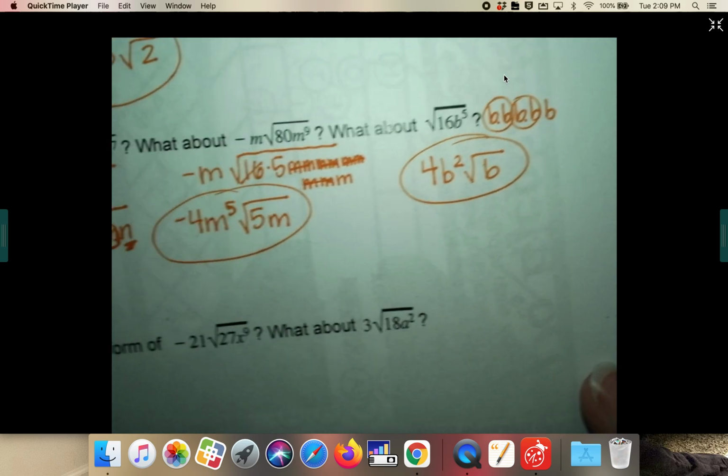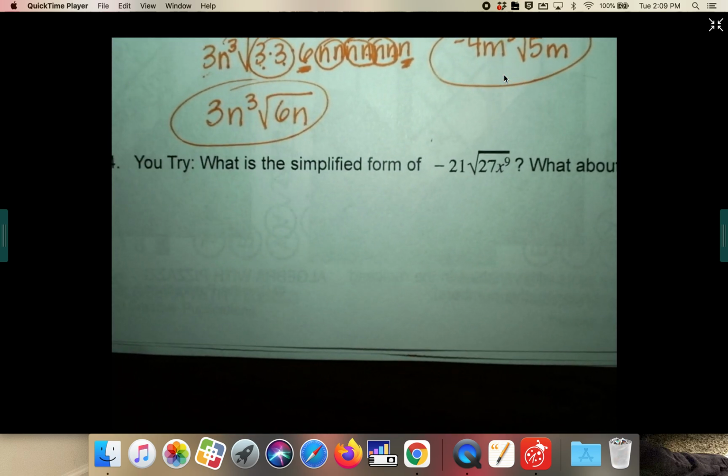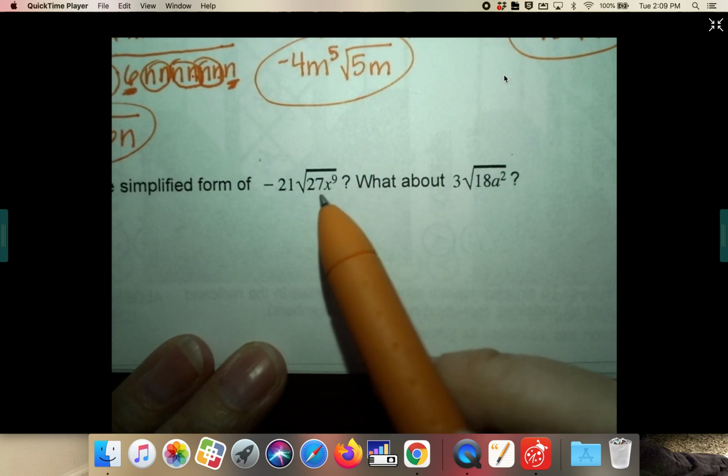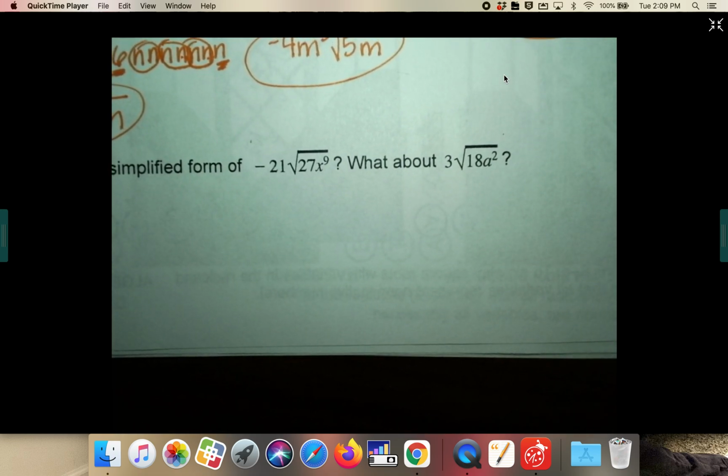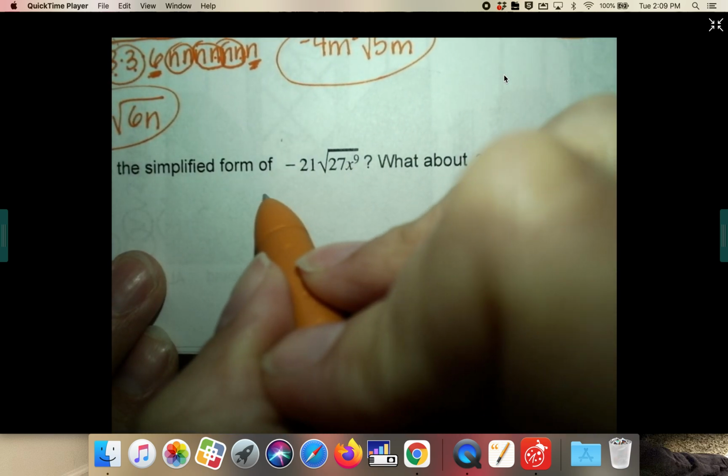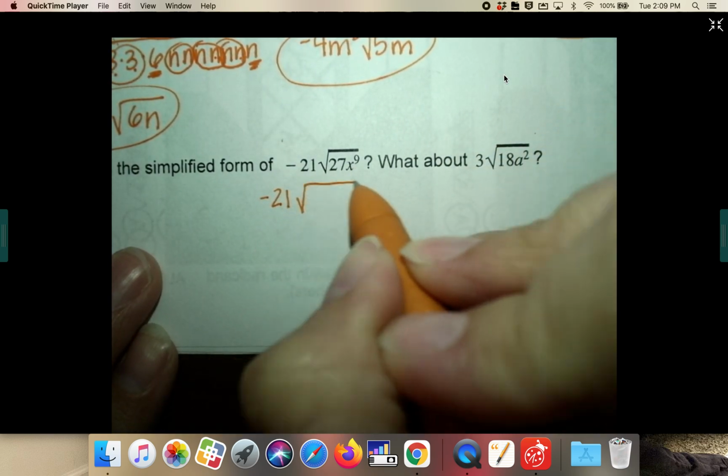All right, I have a couple of you tries. This is our last thing for today. So you try these 2 and pause the video and see if you get the same thing that I get. All right, if you weren't quite ready to do it on your own, or if you're just checking, here's what I would do. I have the negative 21.